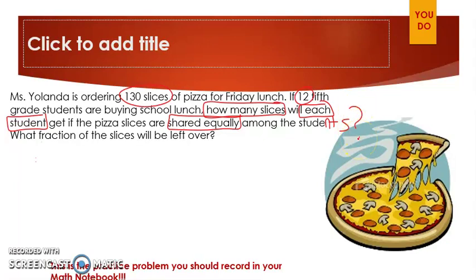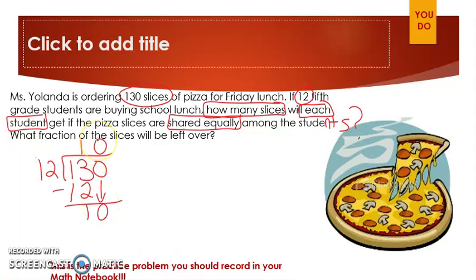So first, we're going to figure out how many pizza slices does each student get. So we have 130 slices divided by the 12 students, which seems like they're going to be eating a lot. They're probably going to have stomach aches. And we're going to ask ourselves, how many times does 12 go into 13? It is 1 time. 12 times 1 is 12. And we're going to bring down our 0. 12 goes into 10, 0 times. 12 times 0 is 0. And so we are going to have a remainder of 10. Remainder 10.